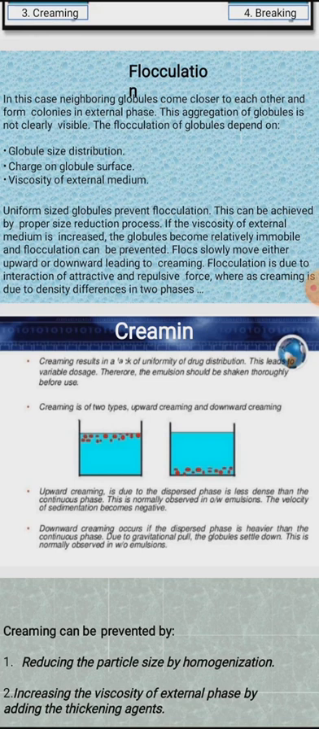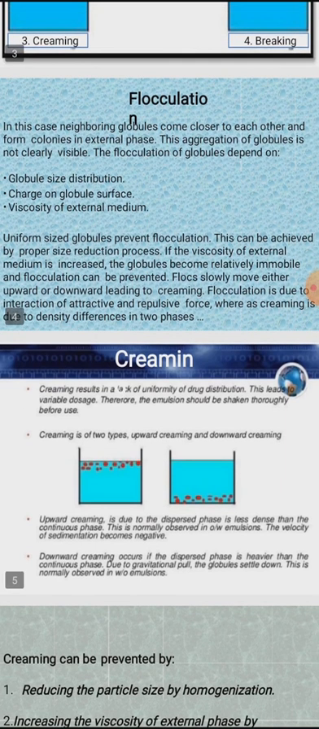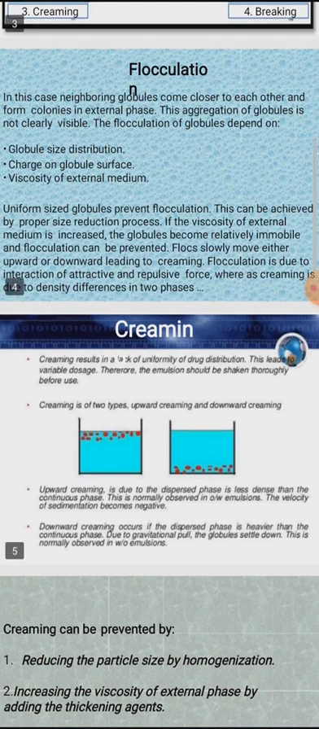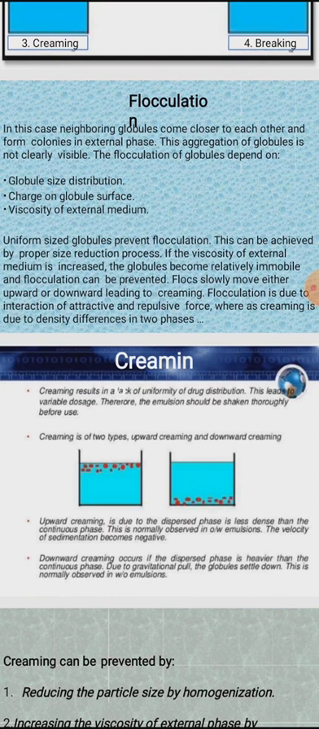Same here also, if all the globules present in an emulsion are the same size, then the stability of the emulsion will automatically increase. Uniform size globules prevent flocculation. Now how to achieve that? This can be achieved by a proper size reduction process. In the pharmaceutical engineering subject, you have already studied different size reduction processes. One process, I think all of you remember, is the homogenizer. So by using a homogenizer, if we prepare emulsion, the globule size will be uniform.